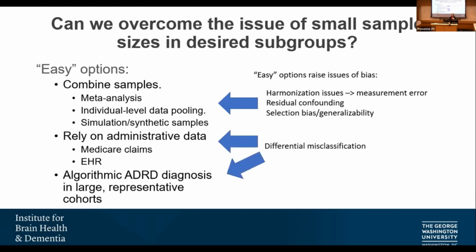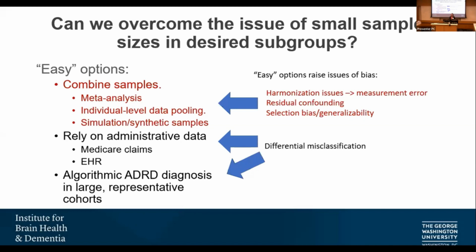We think about administrative data or algorithms. The big elephant in the room here is differential misclassification, right? Are our measurements contributing to us getting the wrong answer? And I'm going to go through each of these in turn. So we'll start with the possibility of combining samples, right?